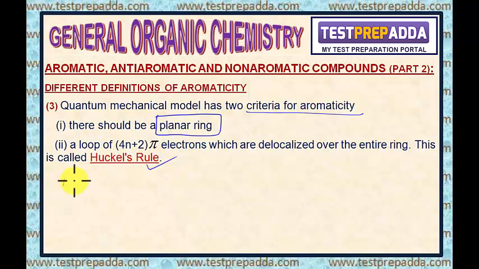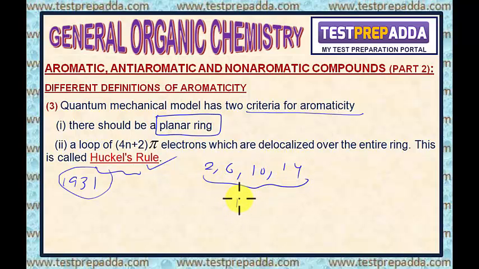Dear students, in 1931, a German scientist Huckel carried out a series of mathematical calculations to get a theoretical definition of aromaticity. And then he concluded that a planar monocyclic ring with 2, 6, 10, 14, in general 4n plus 2 delocalized pi electrons should be aromatic.